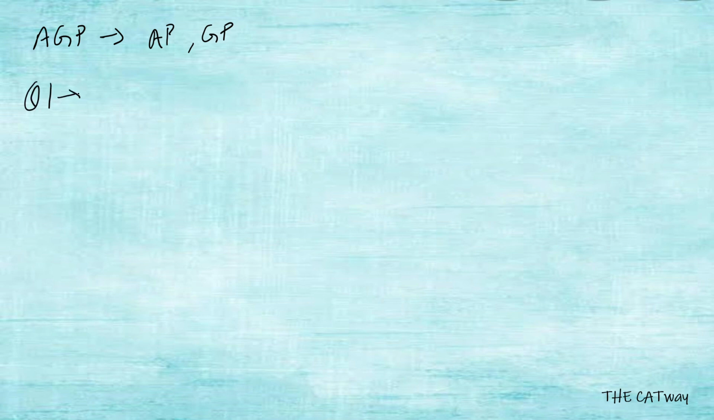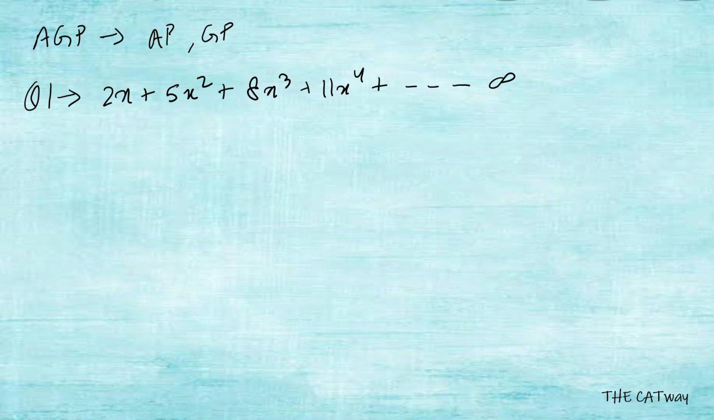So question one says 2x plus 5x square plus 8x cube plus 11x to the power 4 up till infinity, and we have to find the sum of the terms. Okay, so as you can see, 2, 5, 8, 11 are in AP, and the common difference is 3. And x square, x cube, x to the power 4 are in GP, and the common ratio is x.